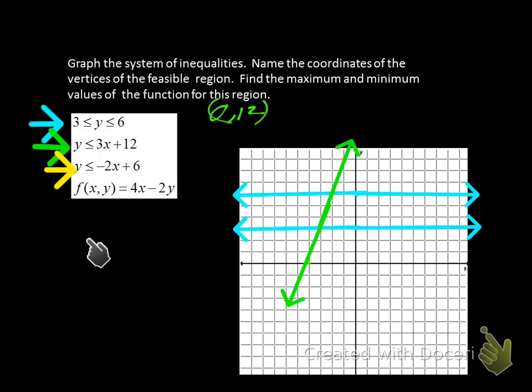Okay, and then your third line you want to graph is y less than or equal to negative 2x plus 6. So 1, 2, 1, 2. So you start right there at 6. We're going to go down 2 and to the right 1 now.